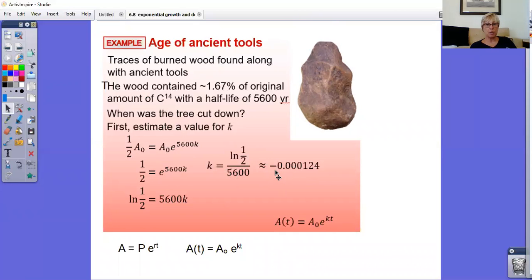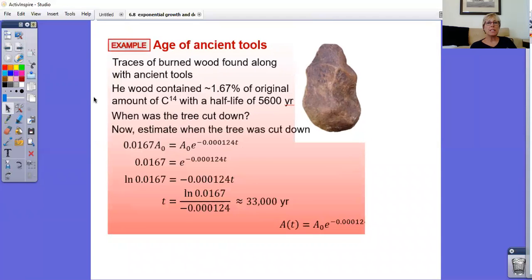Now, if you're decaying, the rate is negative. If you're growing like money, the rate would be positive. Continuing this problem, we know that the wood contains about 1.67% of the original. So if my original is A naught, I'm going to end with 0.0167 of A naught. Cancel out the A naughts, ln both sides, divide away that long decimal, and you'll get 33,000 years.